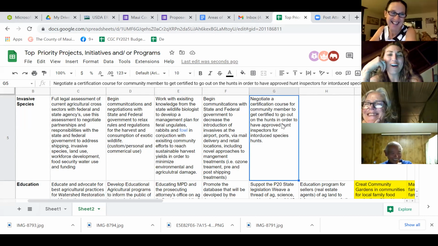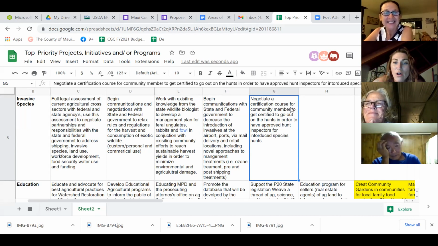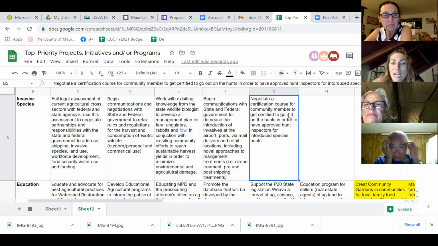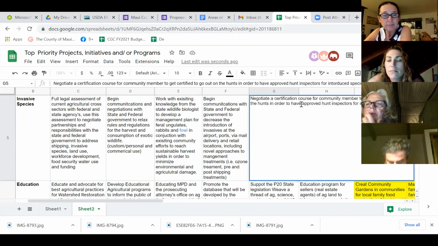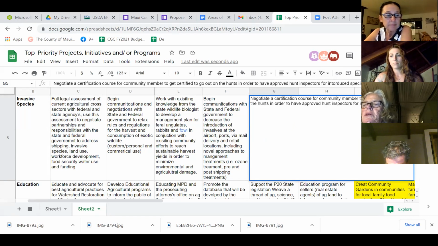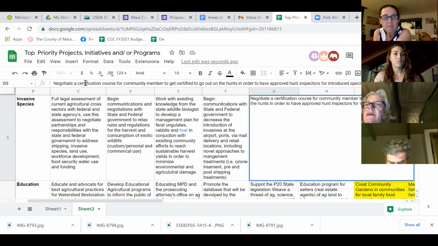All right, the last one in this column is negotiate a certification course for community members to get certified to go out on the hunts in order to have approved hunt inspectors for introduced species hunts. I don't necessarily like that language. I don't think it sounds grammatically very great. How about create a certification course instead of negotiate? For community members to become qualified to go out on hunts of invasive species.